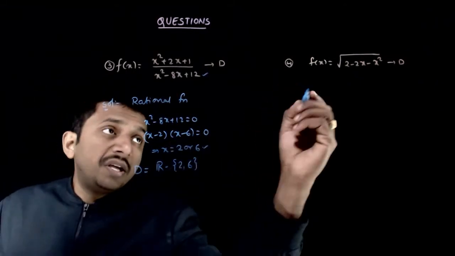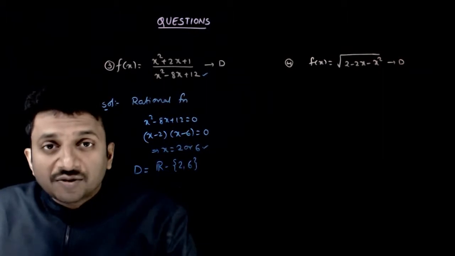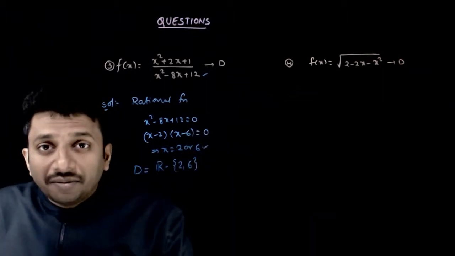So in the next question, you're given that f of x is equal to root of 2 minus 2x minus x square, and you're asked to find the domain again.